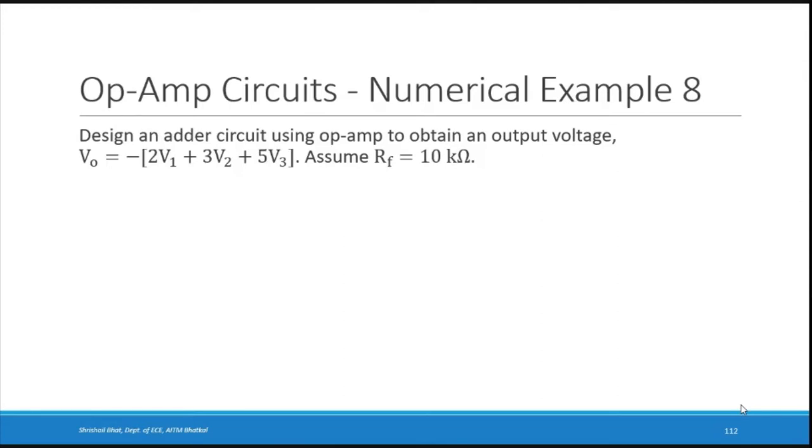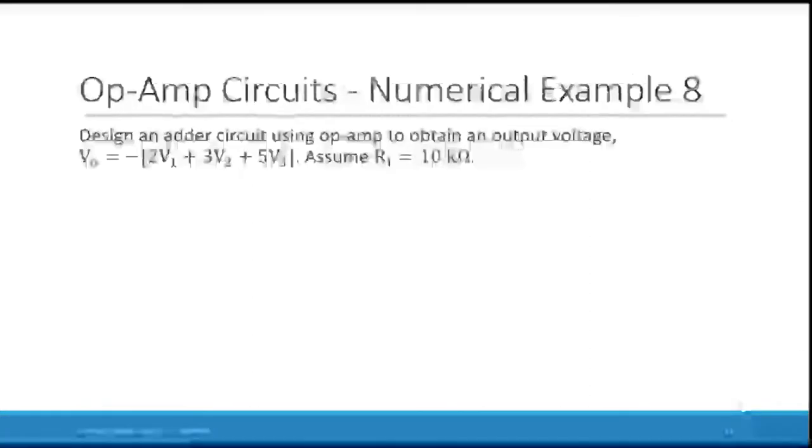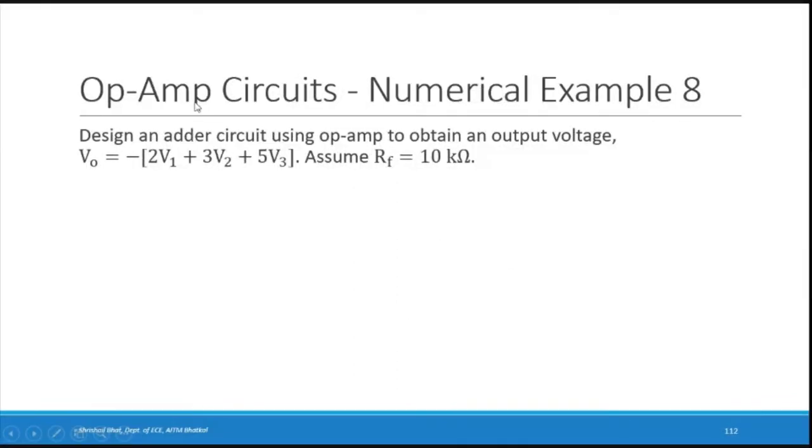You are asked to design an adder circuit using op-amp to obtain an output voltage of V0 is equal to minus of 2V1 plus 3V2 plus 5V3. So this is the desired output voltage. You are asked to assume RF is equal to 10 kilo ohms. So it is given, you are asked to design an adder circuit using op-amp. So this is the output voltage.